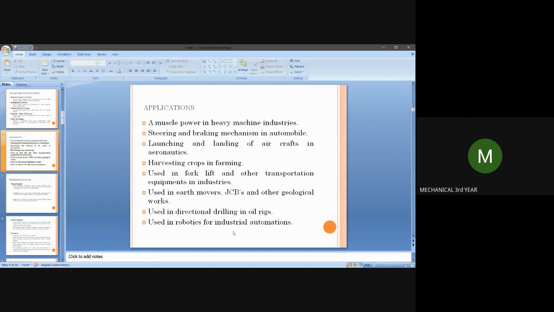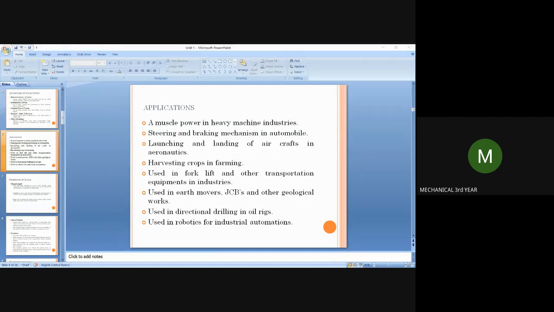Okay, then in steering and braking mechanisms, the braking mechanism in automobiles also uses hydraulic and pneumatic systems. So, you have heard about normal hydraulic brakes. You know about how a disc brake works. Disc brakes come under the pumping mechanism, so that also comes under the hydraulic system.